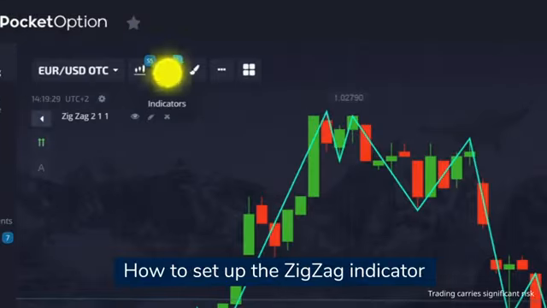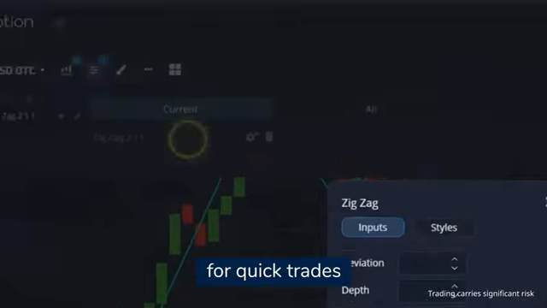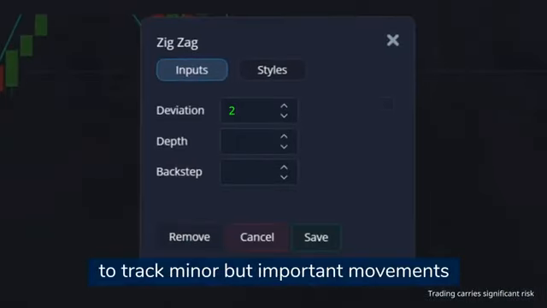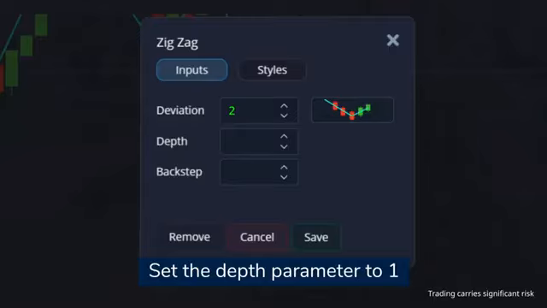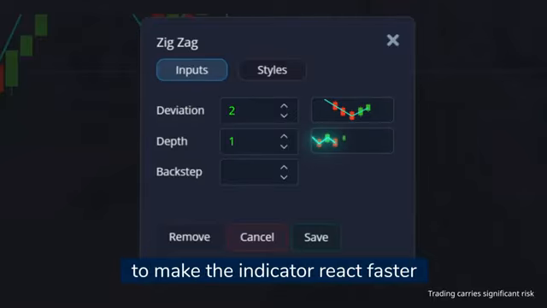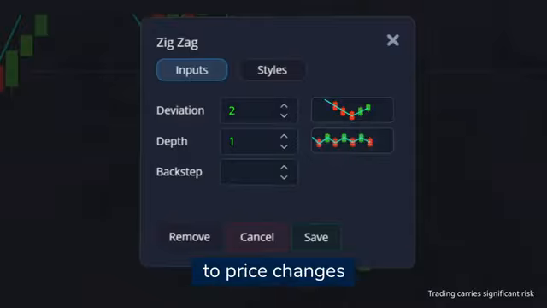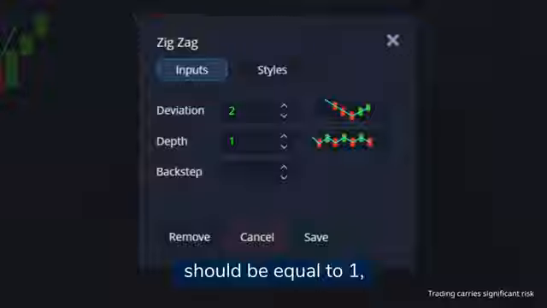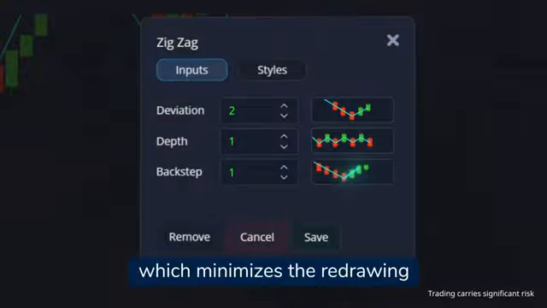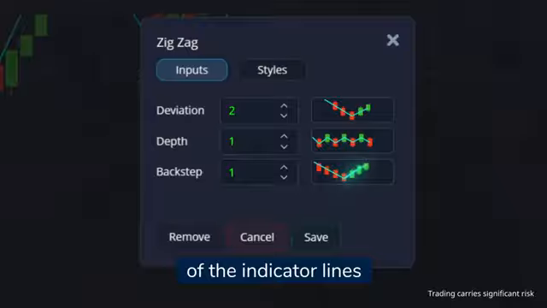How to set up the zigzag indicator for quick trades. Set the deviation to 2 to track minor but important movements. Set the depth parameter to 1 to make the indicator react faster to price changes. The backstep parameter should be equal to 1, which minimizes the redrawing of the indicator lines.